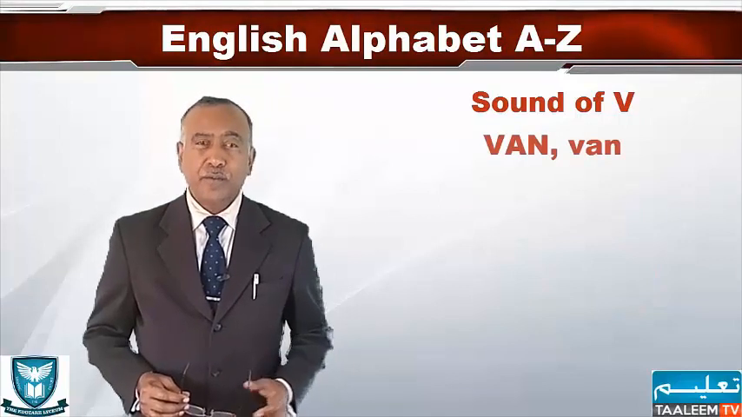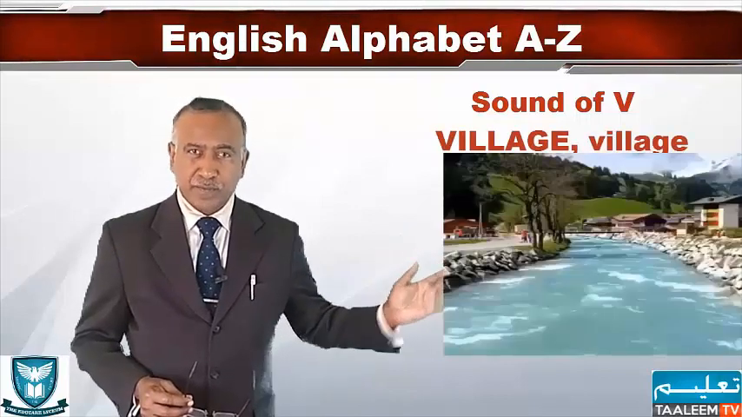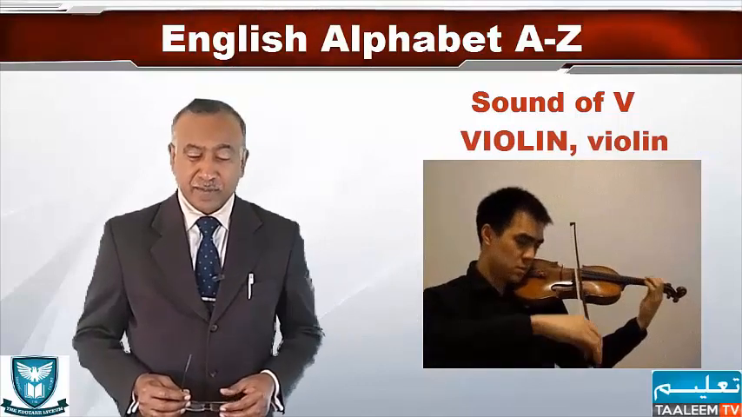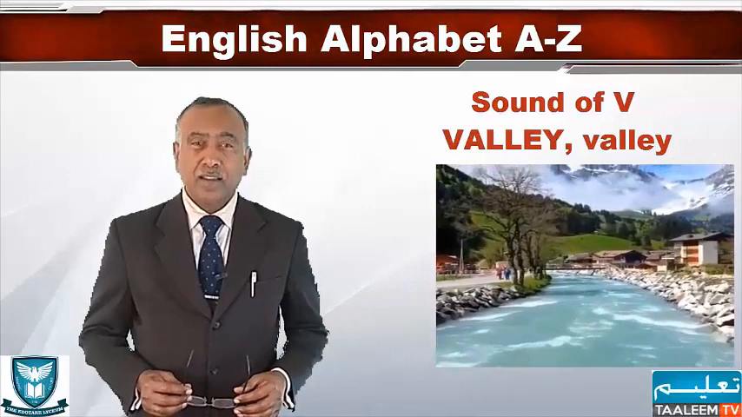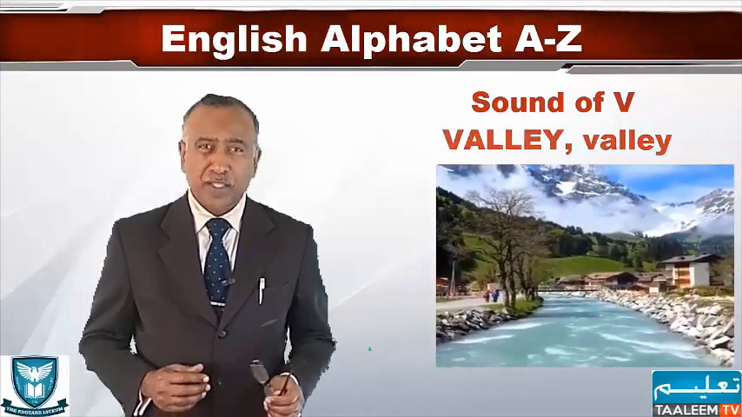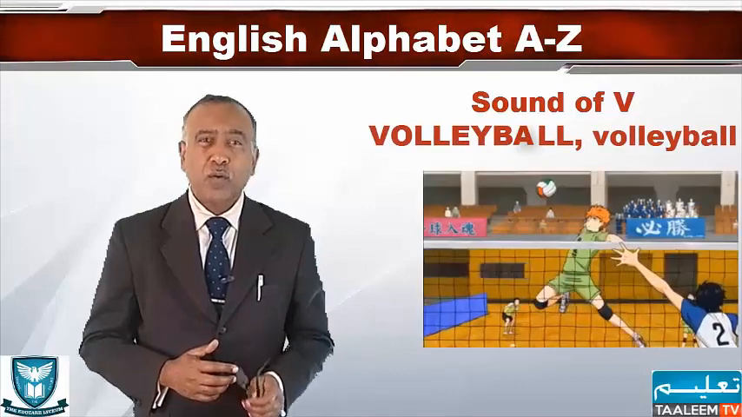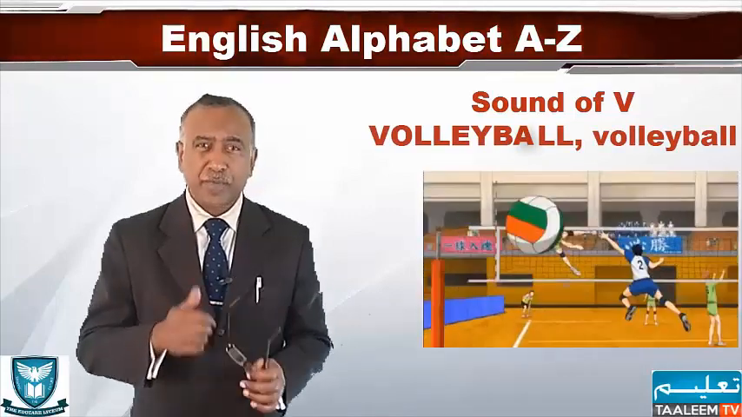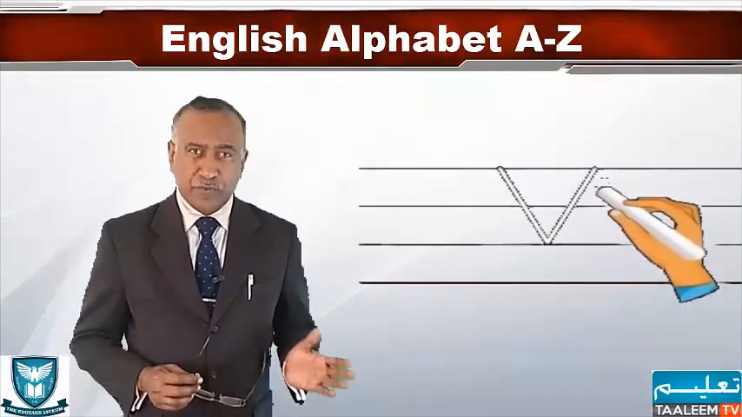V for van. V for village. V for violin. Good. Some other names? Valley. And do you know the name of the game which is starting from V? Volleyball. Good. Now we'll learn how to write this letter V.